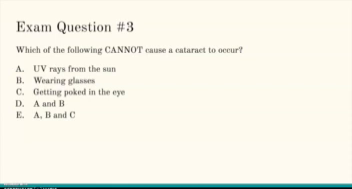Which of the following cannot cause a cataract to occur? A, UV rays from the sun. B, wearing glasses. C, getting poked in the eye. D, A and B. Or E, A, B, and C? The correct answer here is B, as wearing glasses cannot cause a cataract.